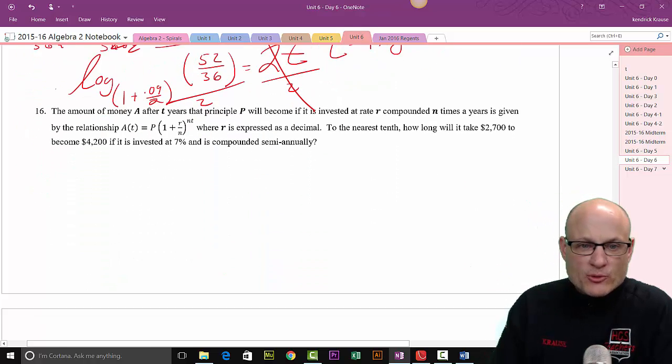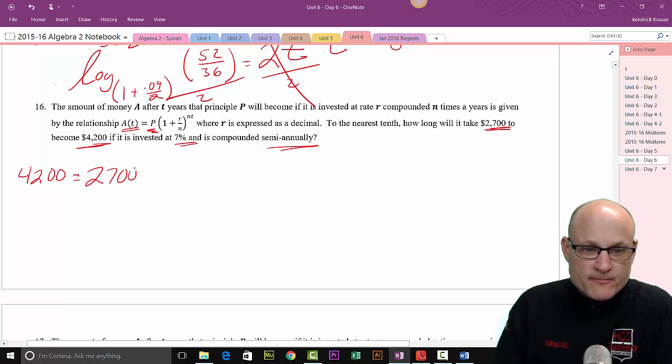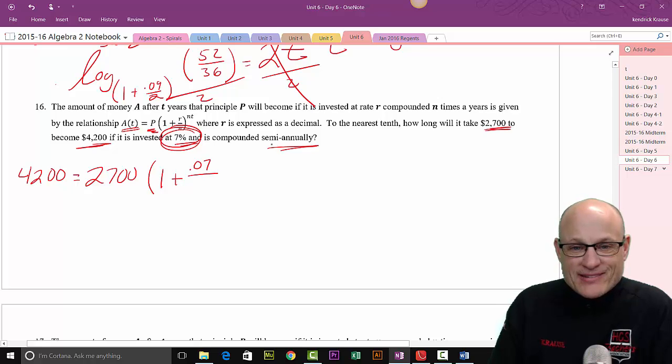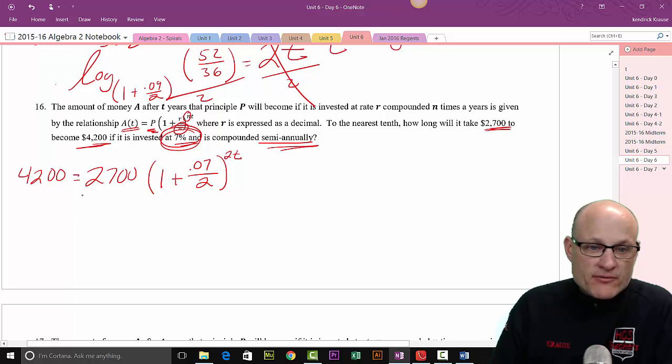All right, I'll try to do this one a little bit slower. Maybe this will make more sense. We're still doing it semi-annually, 7% interest. We want growth up to 4,200, and we're starting at 2,700. All I'm doing is plugging that in. My principal amount was 2,700. 1 plus my interest rate is 7%, so 0.07. We're doing it semi-annually, which means twice a year. That's the n. n is 2. So 2t. Now, I'm going to divide the whole side by 2,700.